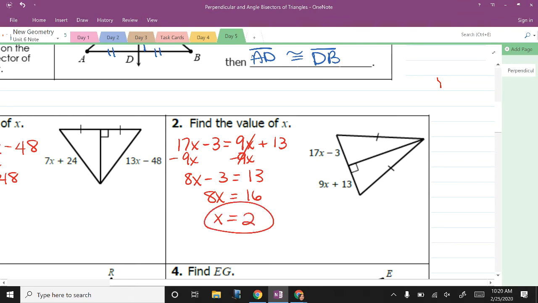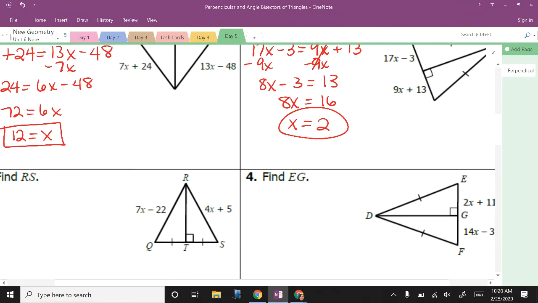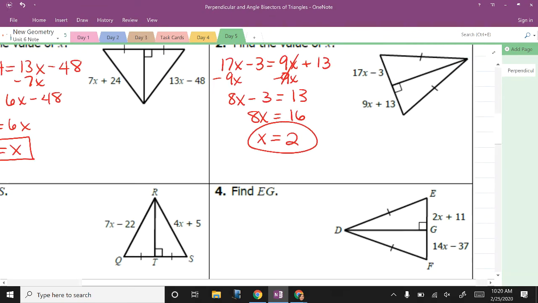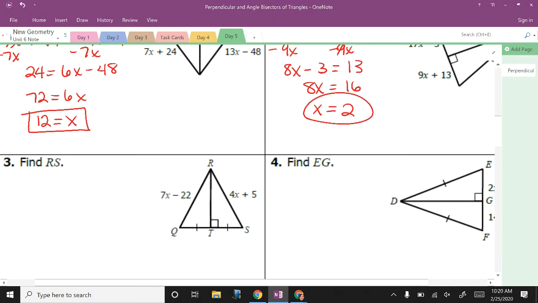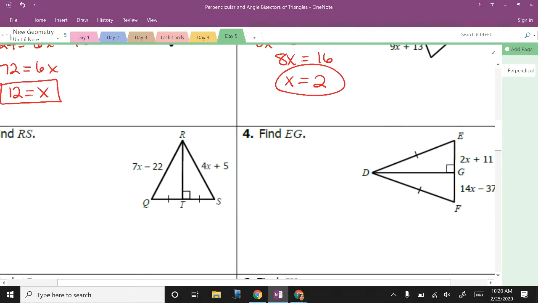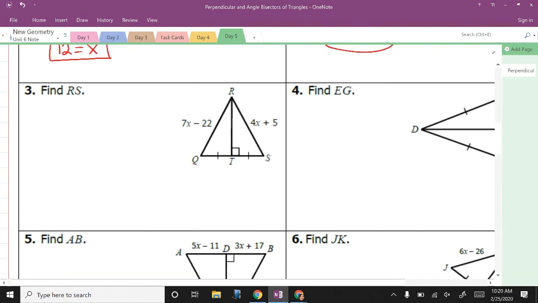Questions? Okay. So lots of segments congruent to each other. Let's do number 3.